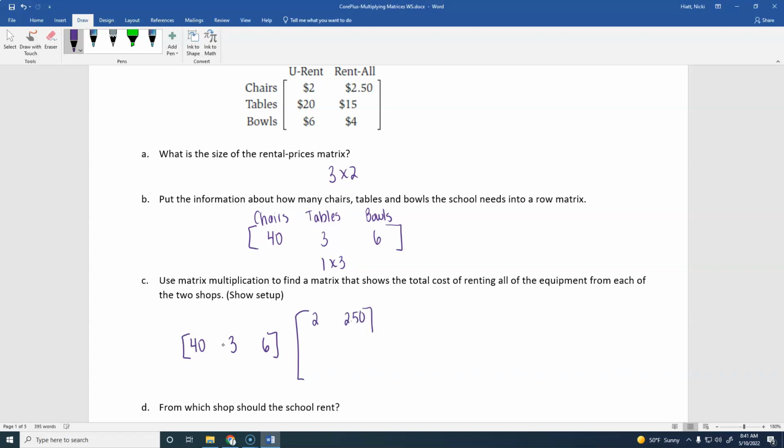It's fine. So we got 40, 3, and 6 needs to be multiplied by 2, 250, 20, 15, and 6, 4. So I would do 40 times 2, which will give me 80. And then I'll do 3 times 20, which will give me 60. And I'll do 6 times 6, which will give me 36.